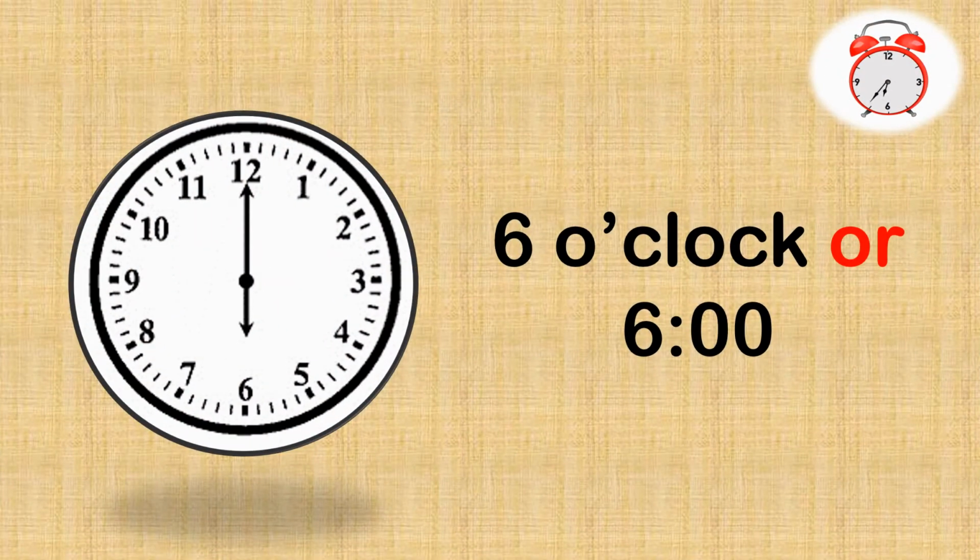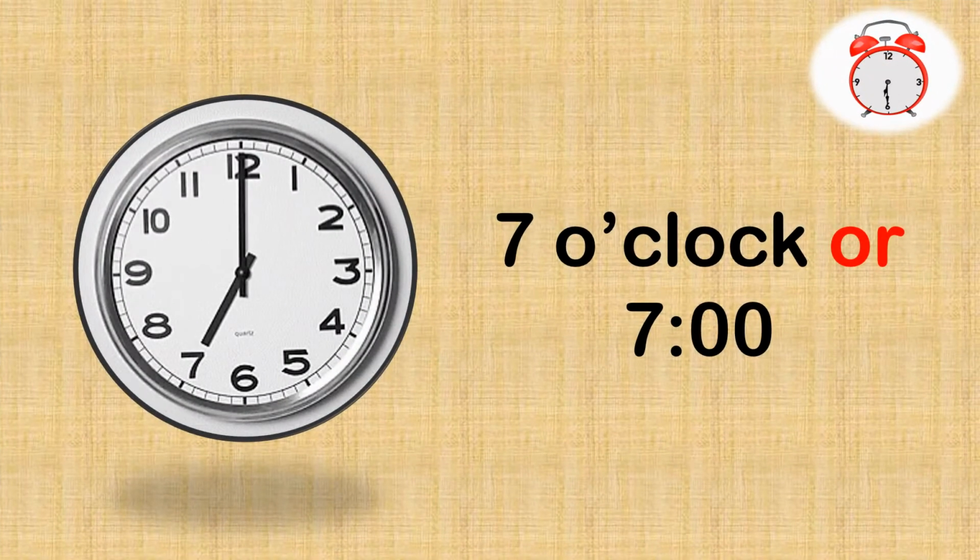Children, can you tell me what time it is on this clock? Yes, in this clock, the hour hand, the short hand, is on 6 and the minute hand, the long hand, is on 12. So, the time is 6 o'clock. We read it as 6 o'clock. We write it as 6 colon 0 0 or as 6 o'clock.